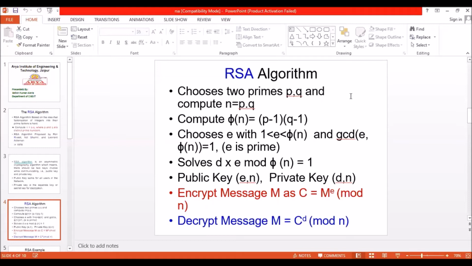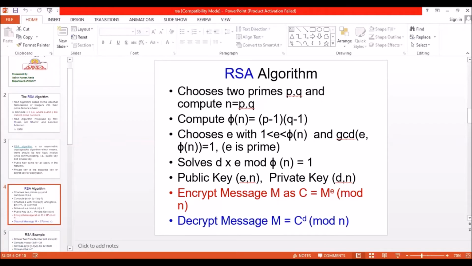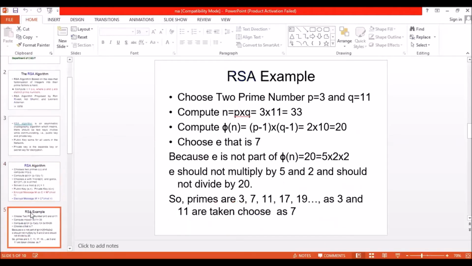Encryption of the message m: c equals m to the power e mod n, and decryption of the message: m equals c to the power d mod n. Now we discuss an example of RSA.